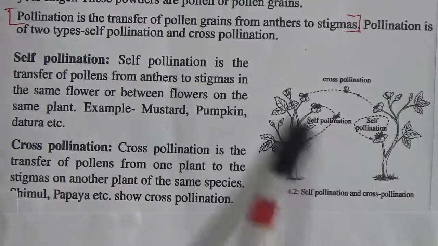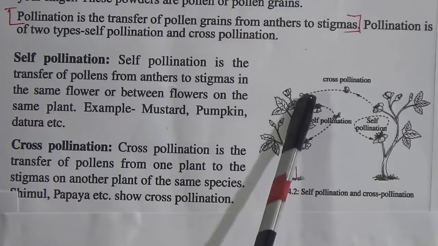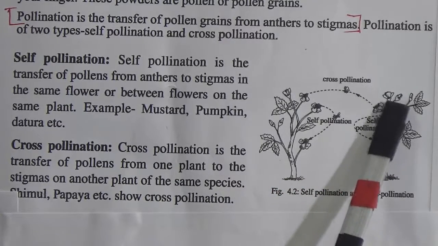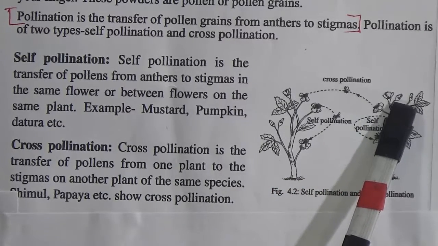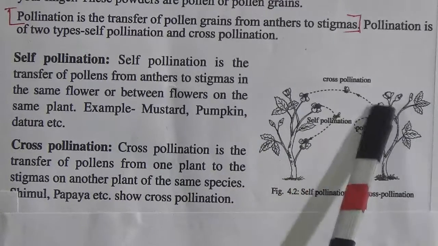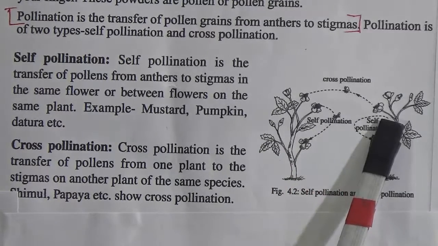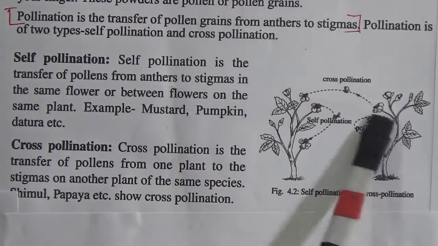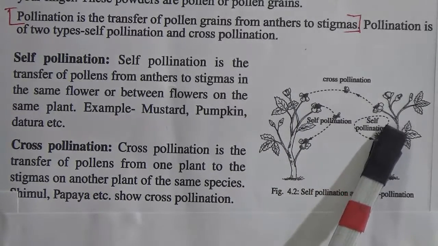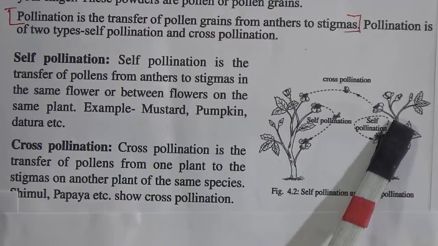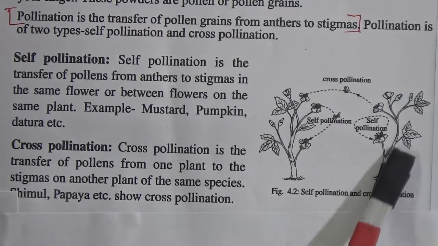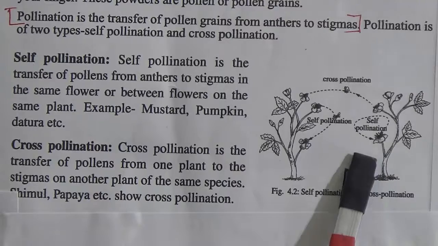Now come to cross pollination. Cross pollination is the transfer of pollen from the flower of one plant to the stigma of another plant of the same species. From one flower to another flower, if pollen grains of different plants are transferred through any medium, that is known as cross pollination, and the plants have to be of the same species. Shimul and papaya show this type of pollination.